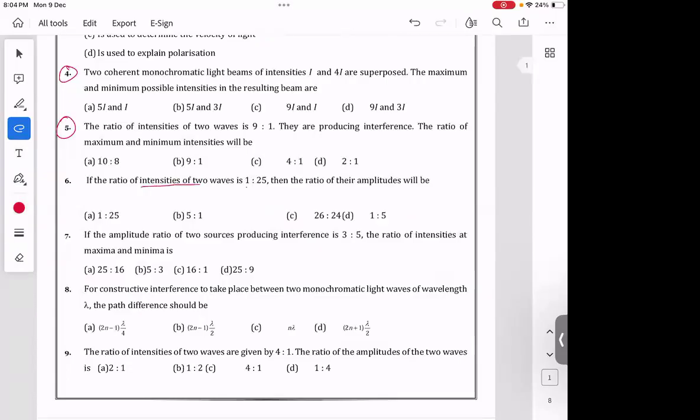The ratio of the intensity now it is removed from the syllabus, no, sir? Yeah, it is not there in the syllabus, sir. Right, sir. Right, sir. Thank you, sir.